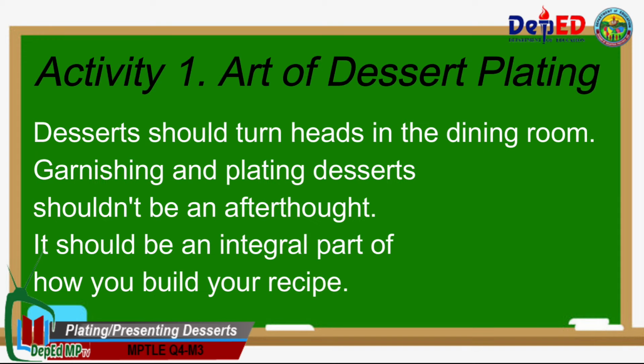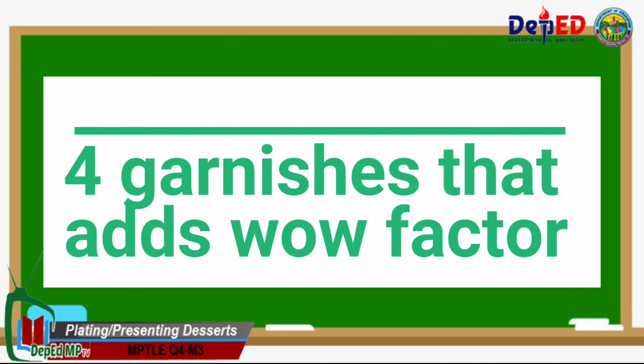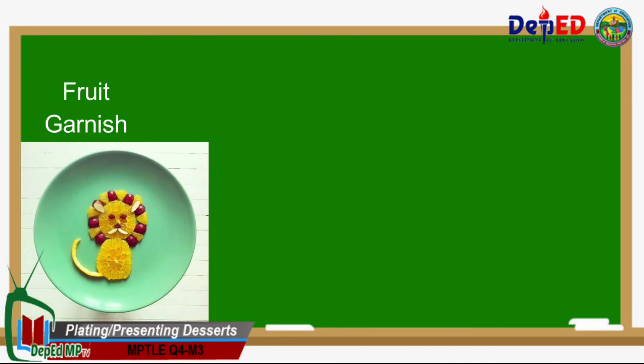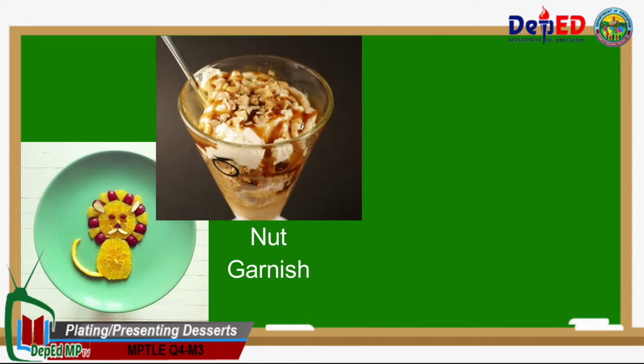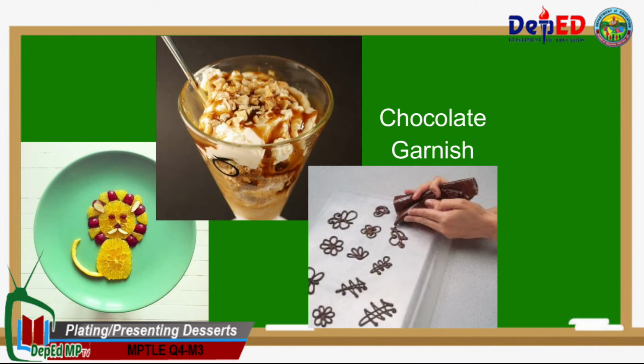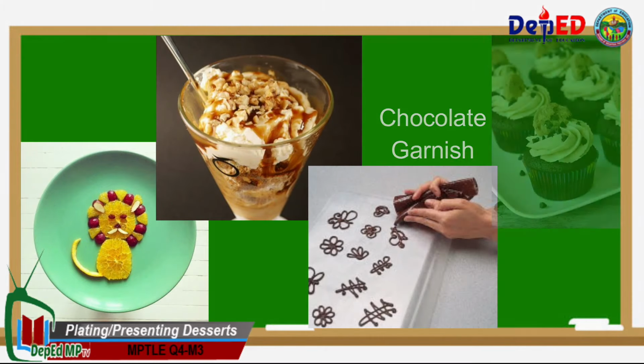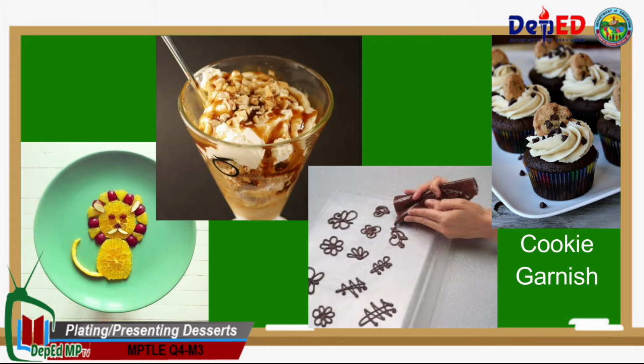Moving on with the What's More part, Activity 1, Art of Dessert Plating. Dessert should turn heads in the dining room. Garnishing and plating dessert shouldn't be an afterthought. It should be an integral part of how you build your recipe. Let us move on with the 4 garnishes that add wow factor. Number 1, fruit garnish. Number 2, nut garnish. Number 3, we have the chocolate garnish. Number 4, we have the cookie garnish.